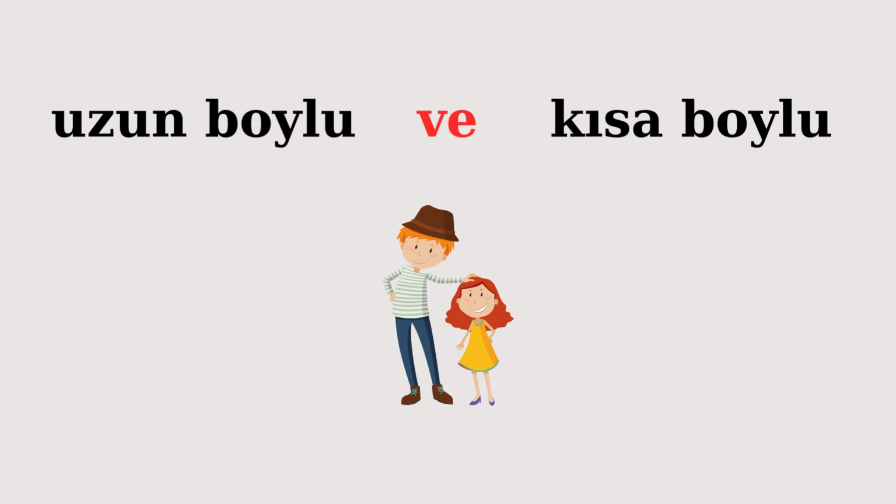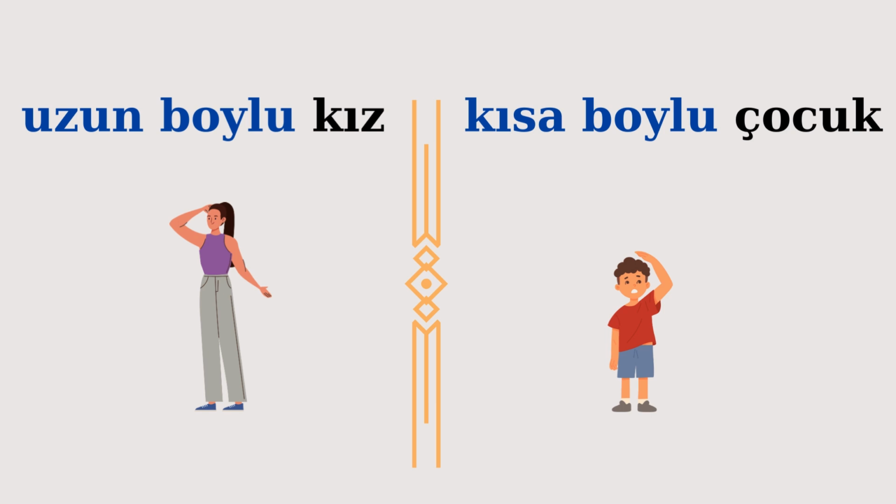When somebody is short, we use the phrase kısa boylu. Here, boy means height. Let's go through the examples. Uzun boylu kız ve kısa boylu çocuk, which means tall girl and short child.